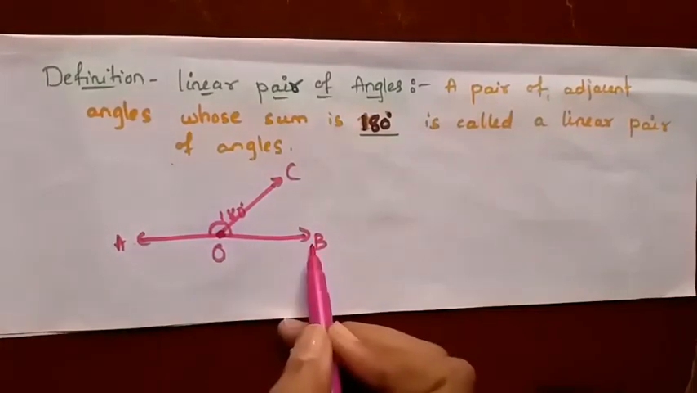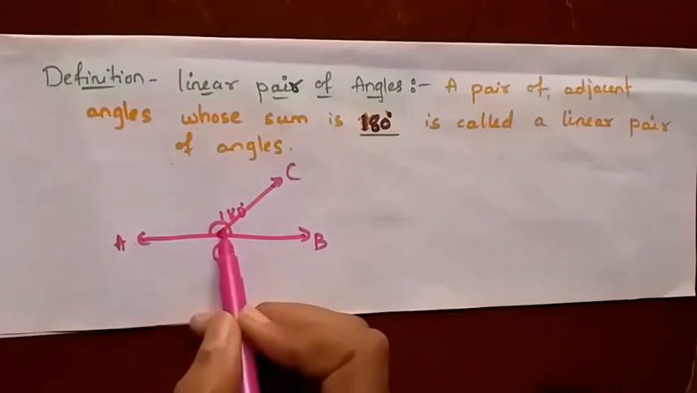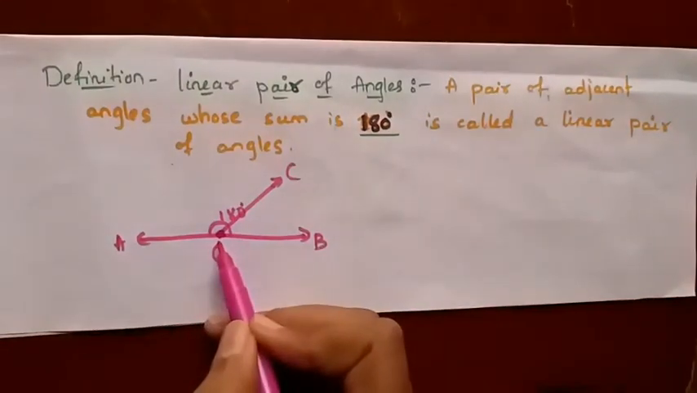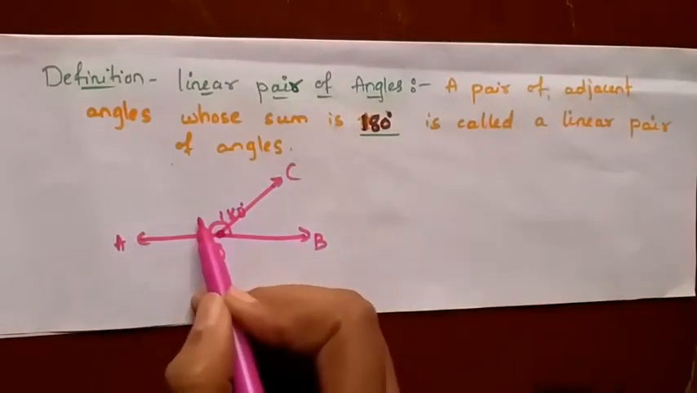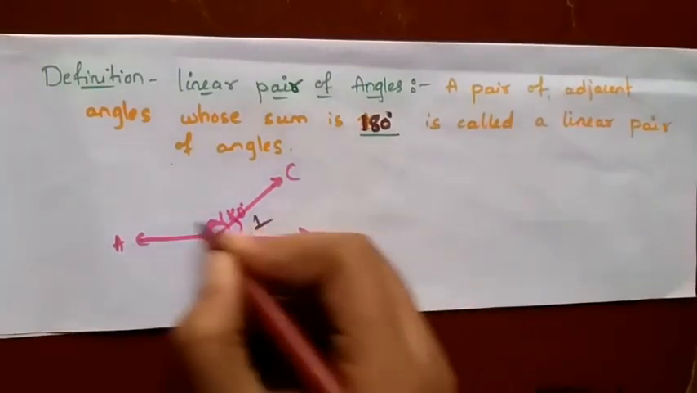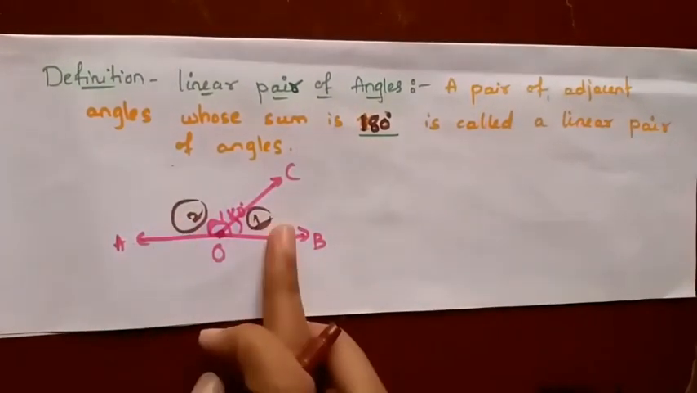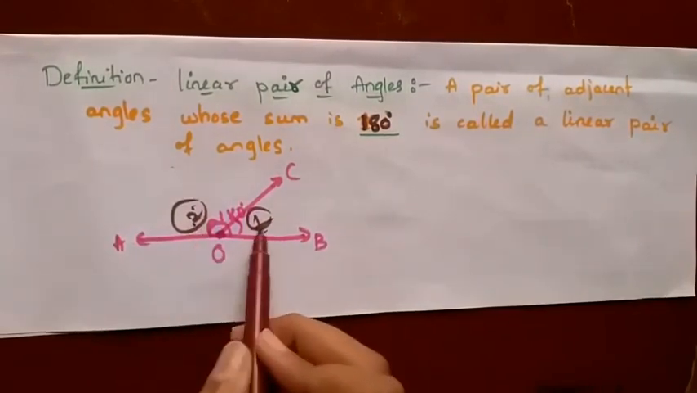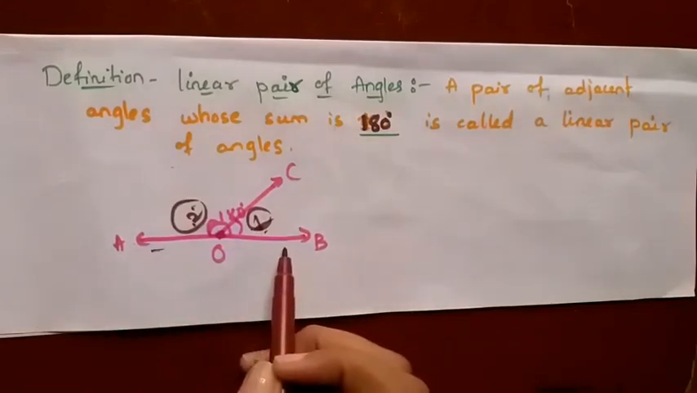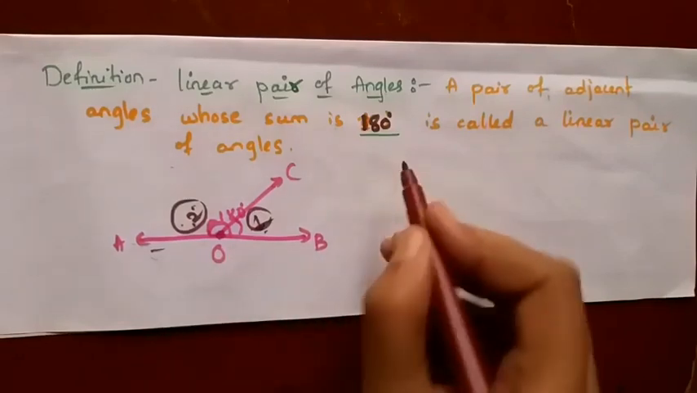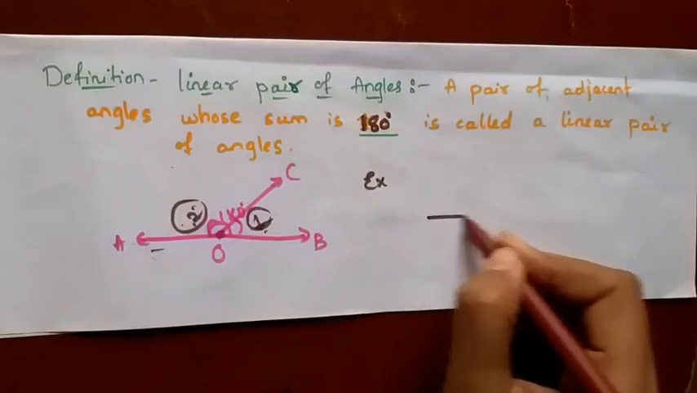Here AB is a straight angle which measures 180 degrees. On the line AB, OC is intersected, so we get two angles. These two angles are said to be adjacent angles, because they are next to each other. The pair of adjacent angles has a sum of 180 degrees. If you add these two angles, the sum is always 180 degrees.